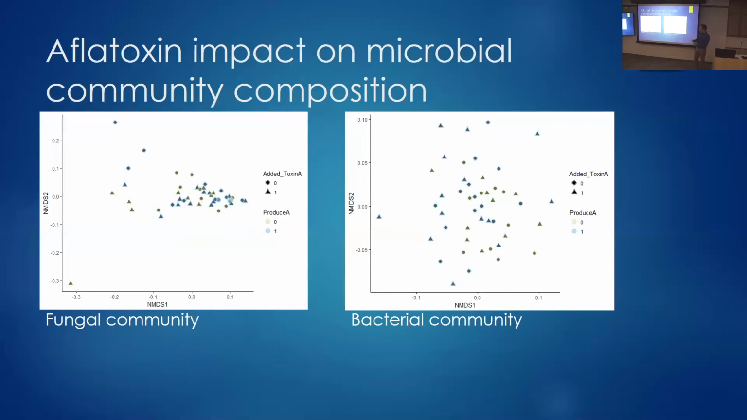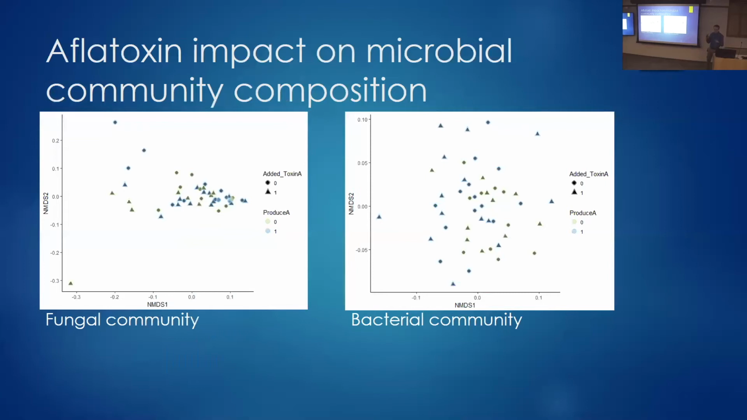There's no clear pattern. It's not like you get the producers going up this way and the non-producers going over this way. And again, this is the fungal community, and the bacterial community is even more so, just completely on top of each other. So this is a visualization of the fact that we found no significant difference, either with the addition of aflatoxin or with the ability of the fungus itself to produce aflatoxin, on microbial communities.